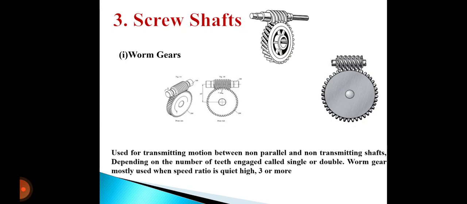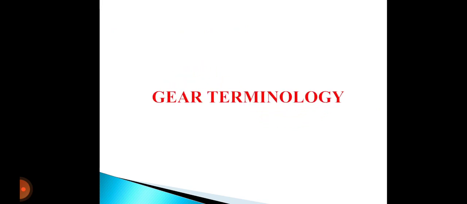So, these are used for transmitting motion between non-parallel and non-intersecting shafts, depending on the number of teeth engaged, called single or double. Worm gear is mostly used when the speed ratio is quite high, that is 3 or more. Now, the gear terminology.